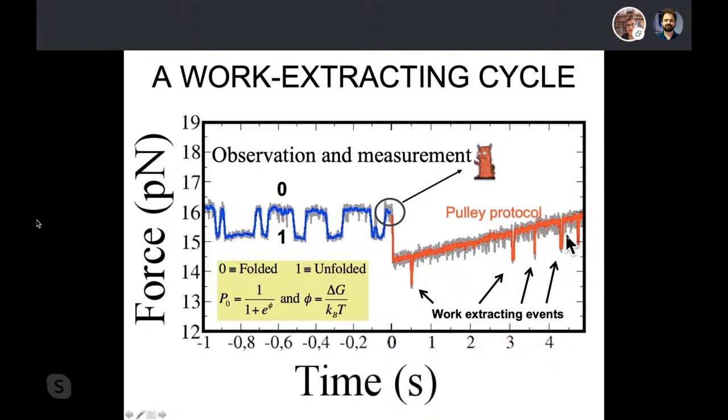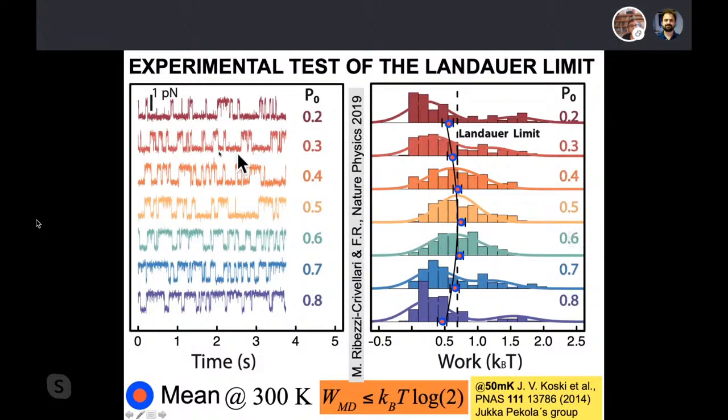So these are work extracting events. Now you can do this for many experimental conditions and do the work distributions for any experimental condition. 0.5 P0 means coexistence, so P0 and P1 are the same. So the wall in the Szilard is in the middle, and as I go far away from P0 of 0.5, either by decreasing or increasing P0, it means that I move my wall leftwards or rightwards in the Szilard imaginary experiment. It's the same thing.